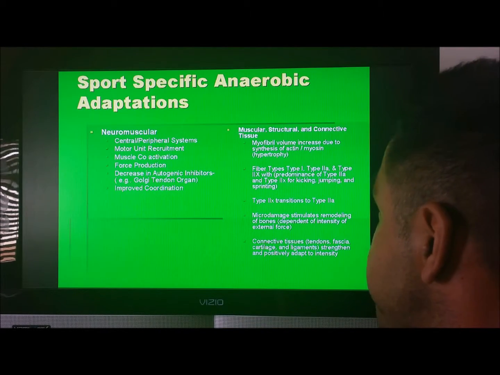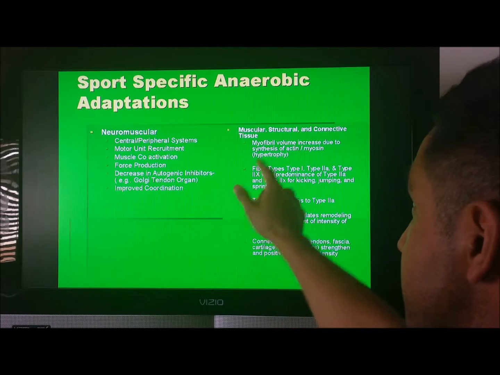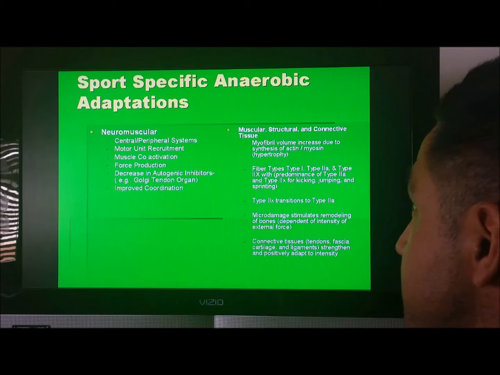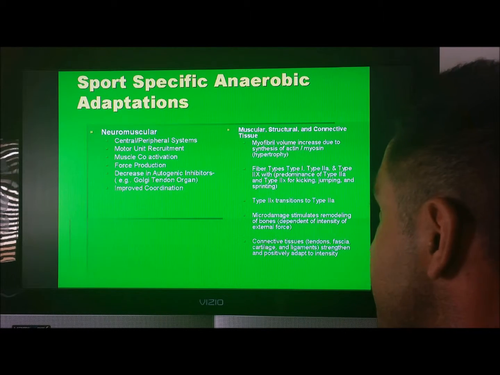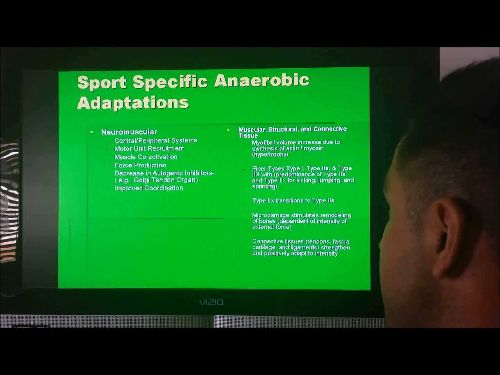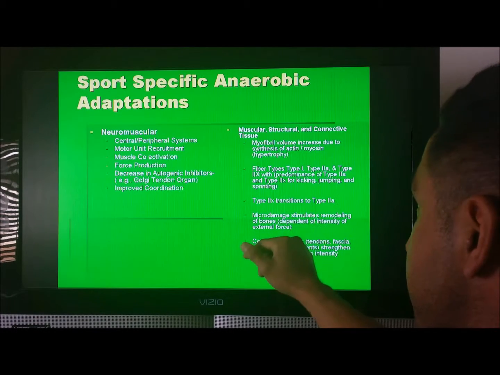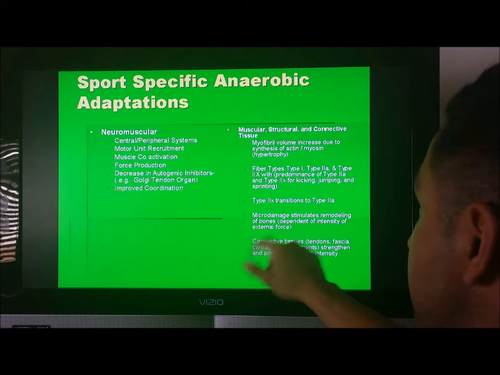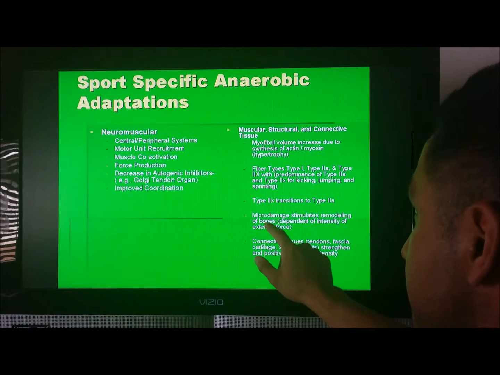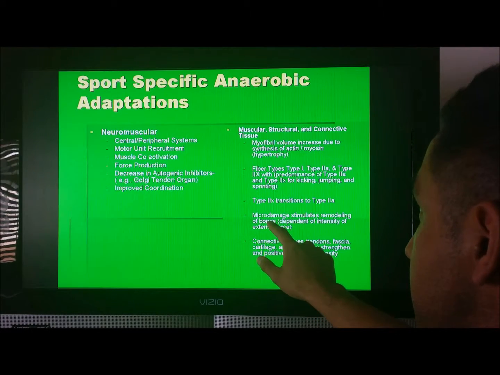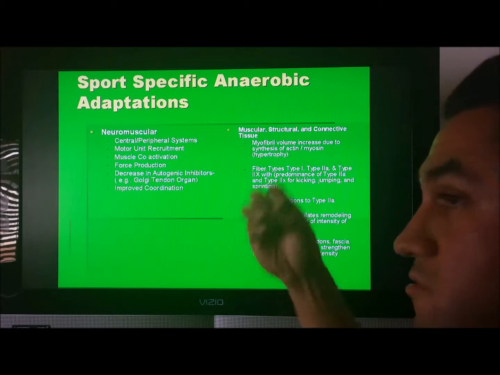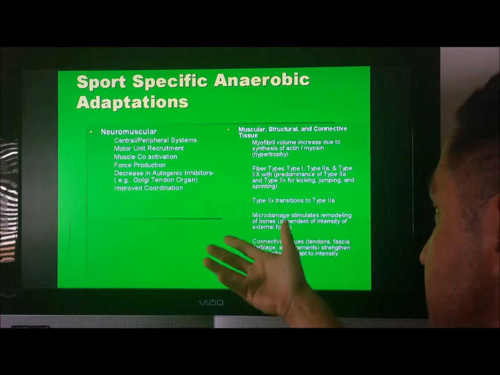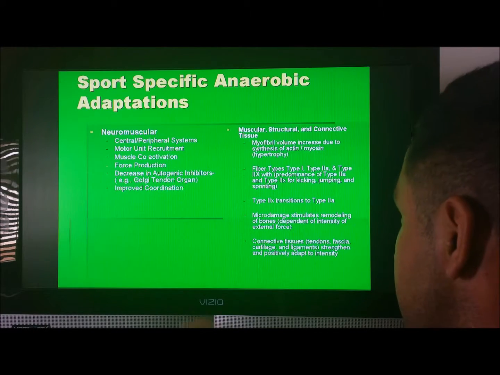Improved coordination. As we go over to the structural side, we're going to get a hypertrophic effect from actin myosin synthesis, and from the fiber types that are predominant within the sport. We're going to get transitions from type 2X fibers to type 2A, and then stronger bones, obviously, through the microdamage and the stress to the body. Again, that's dependent on the intensity of the workload.